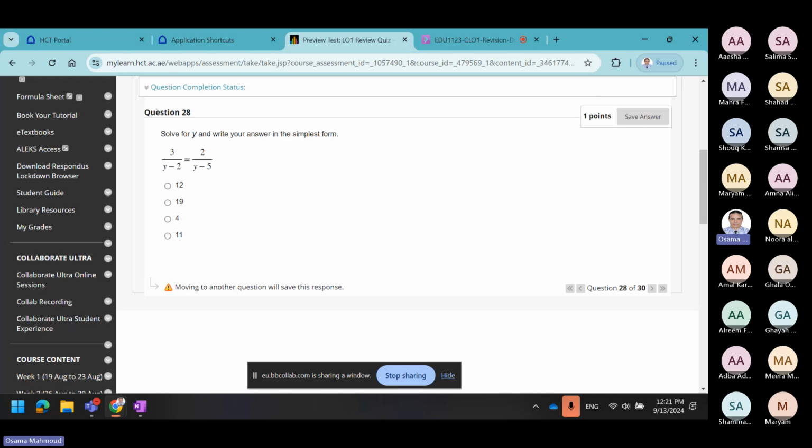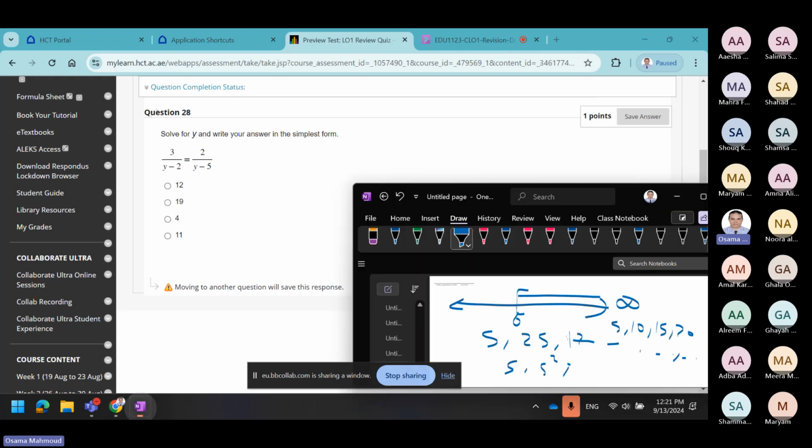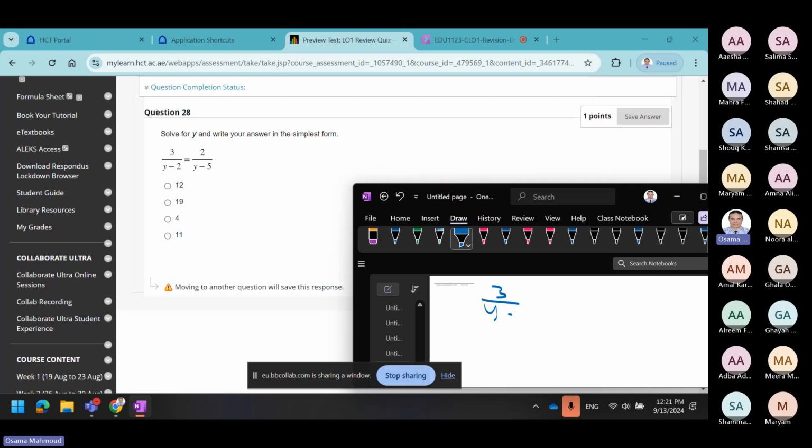For this one, how to solve it? We use the cross product: 3 over y minus 2 equals 2 over y minus 5. Just make the cross product. So you multiply the 3 with y minus 5, and you multiply 2 by y minus 2. Use the distribution law: 2y minus 4 will equal 3y minus 15.